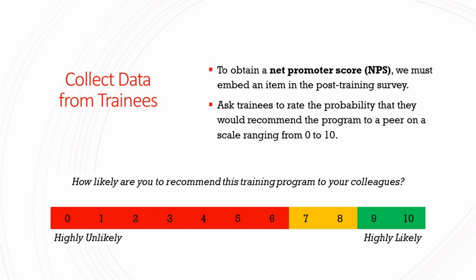This process is simple. It requires a single item on the post-training survey that asks trainees, how likely are you to recommend this training program to your colleagues? They answer using a scale from 0 to 10, where 0 represents a low probability and 10 represents a high probability. As you can see, the survey item is simple and straightforward.